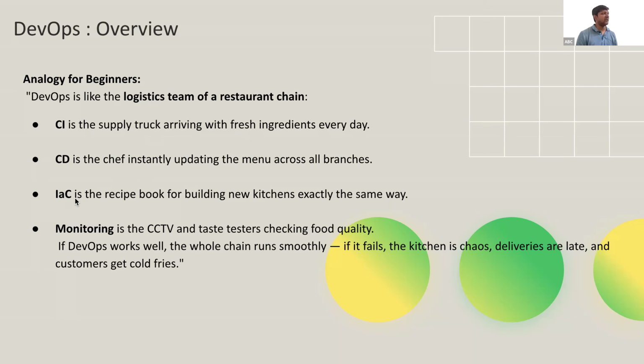And infrastructure as code is like a recipe book. Depending on that book, every building of the kitchen would do things in the same way. Monitoring is like a CCTV camera, where the admins or the console admins check if everything is okay and track that.